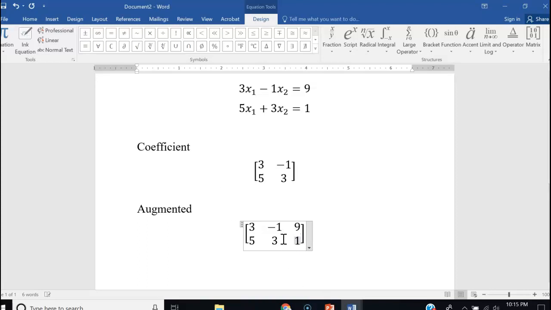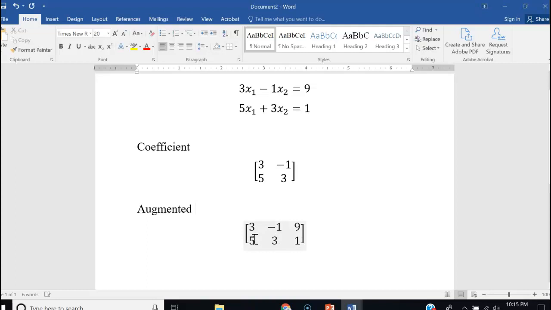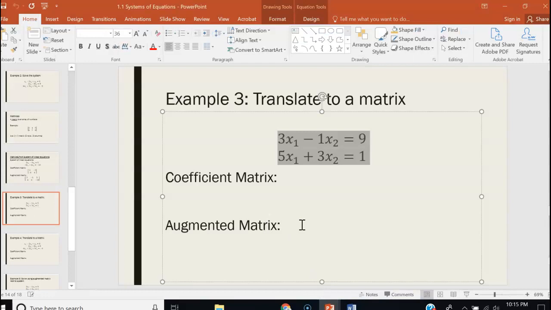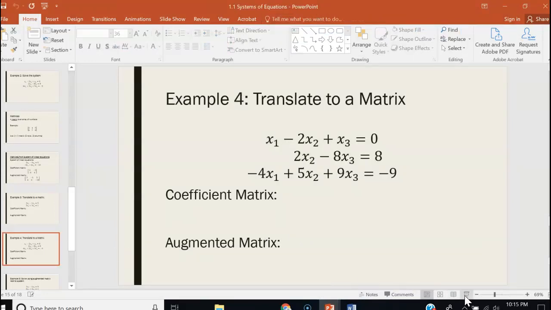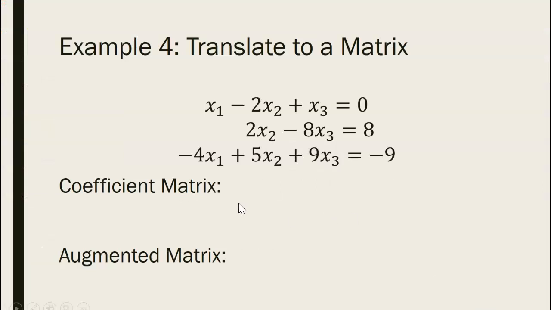If you want to draw a little line between the coefficients and the constants, you can go ahead and do that. Otherwise, I tend not to. Just understanding that that's the augmented matrix is perfectly fine. Go ahead and do the same thing for this system of equations as well.